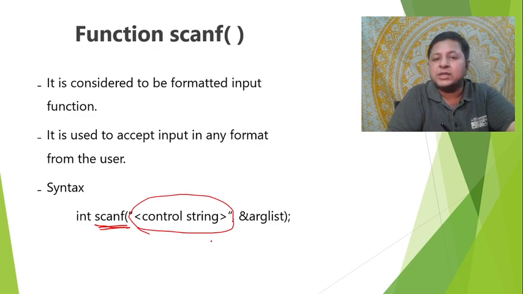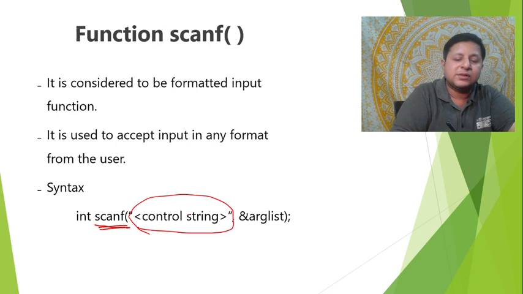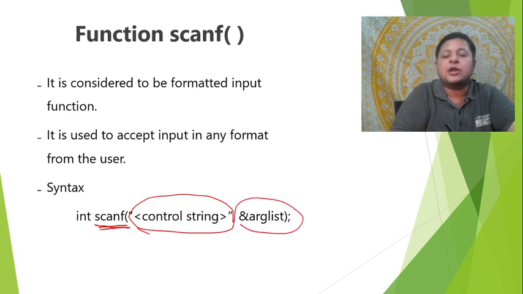The first argument is called the control string. I've written that in the less than greater than sign. It indicates it will be replaced by something. But you can see it is being put in double quotes. So when I take the example, you'll be able to understand what it means. Okay, so what that control string will contain, we will also discuss. And the next is going to be the argument list.